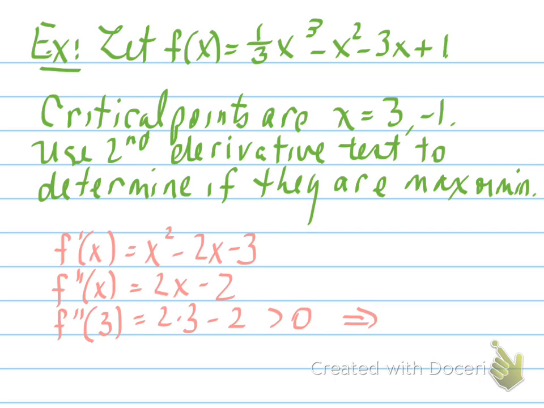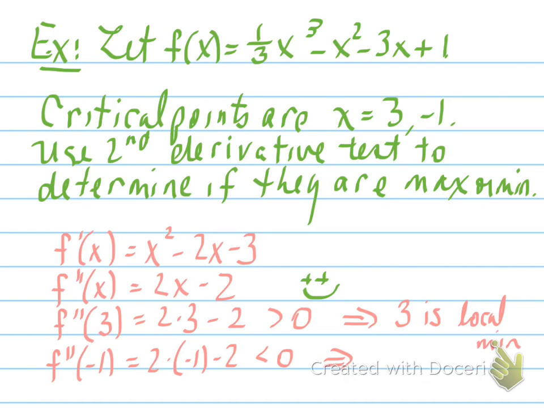So f double prime of 3. How am I going to use the second derivative test? Here, all I have to do is plug my critical points into the second derivative. So f double prime of 3 is 2 times 3 minus 2, which is greater than 0. So the second derivative test tells me that my function's concave up, so that means 3 is a local minimum.